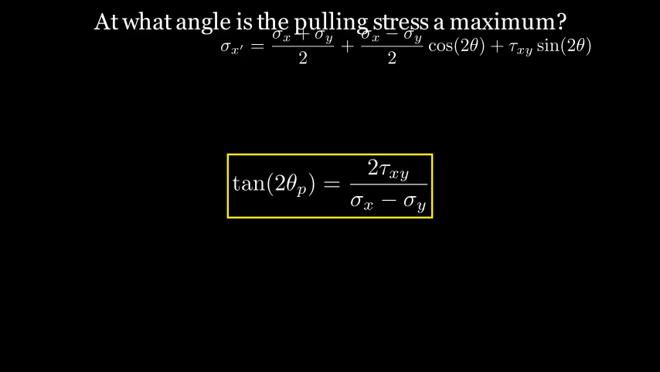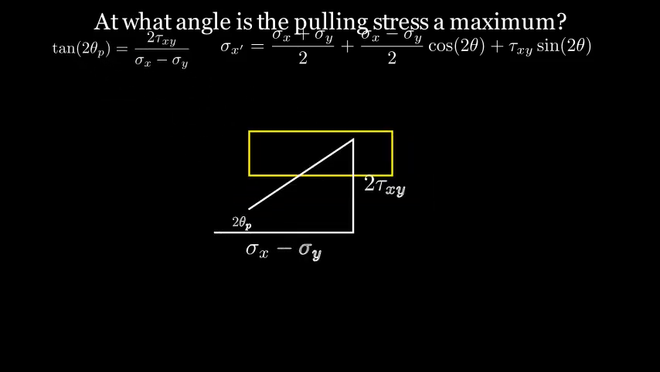This beautiful result gives us the orientation of the so-called principal planes, the planes where the normal stress is at a maximum or minimum. We call this special angle theta p for principal. We can think of this tangent relationship as defining a triangle. The angle is 2 theta p, the opposite side is 2 tau xy, and the adjacent side is sigma x minus sigma y. This triangle is the key. It holds all the information we need to find the magnitude of the maximum stress.